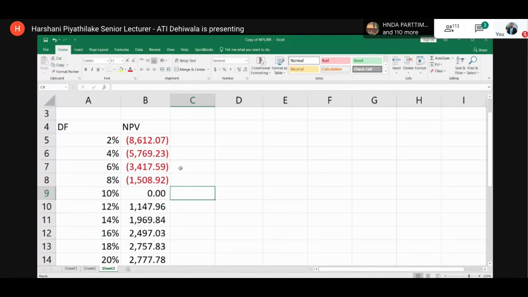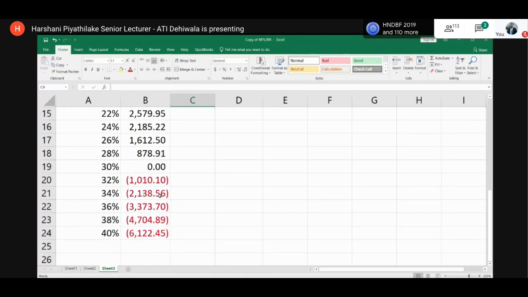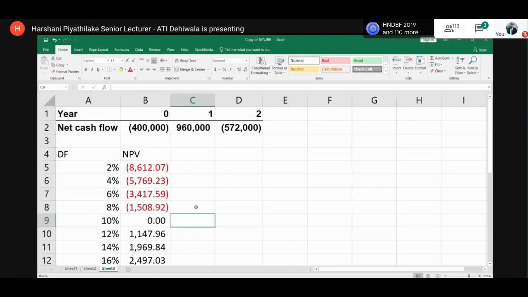For the positive numbers, you can see them in black. Again, the negative values are within brackets in red color, right? When you format the numbers using number formatting, the negative numbers within brackets in red color, you can see the difference very clearly.